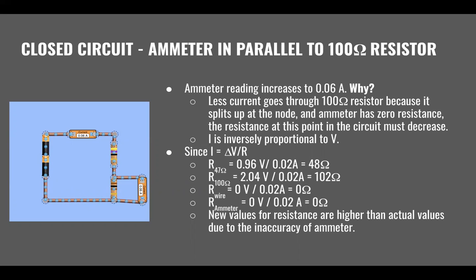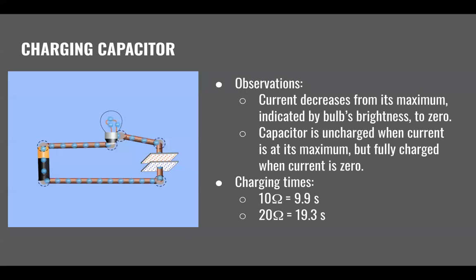Since current is equal to delta V over R, we can calculate R for the following parts. And we actually get that the new values for resistance for the 47 ohm resistor and for the 100 ohm resistor are higher than the actual values due to the inaccuracy of the ammeter mentioned in the beginning, for the lacking significant figures. Part 2, we studied RC circuits.